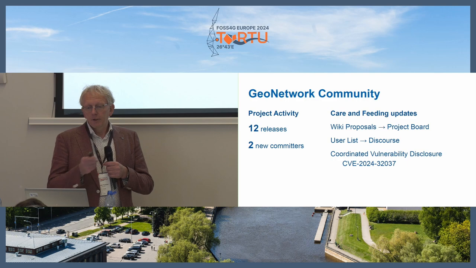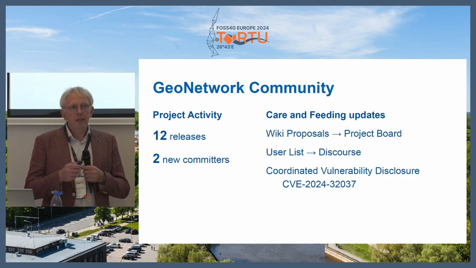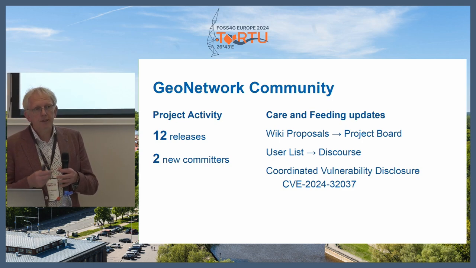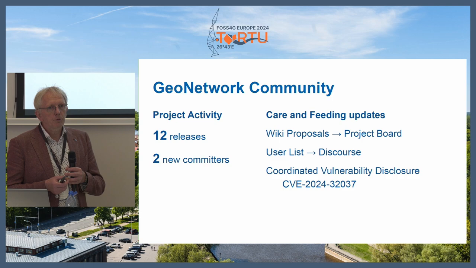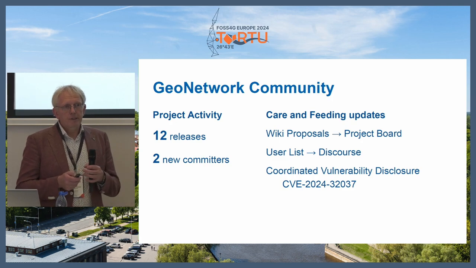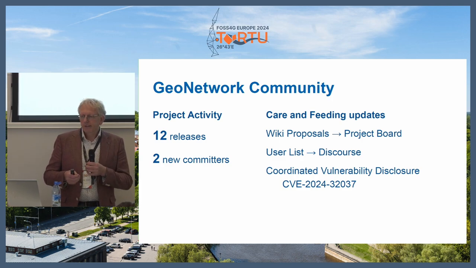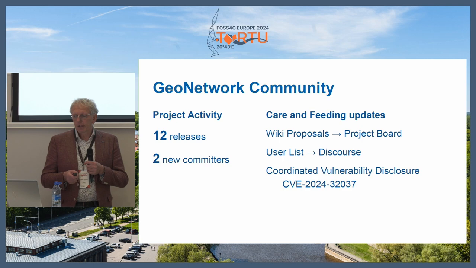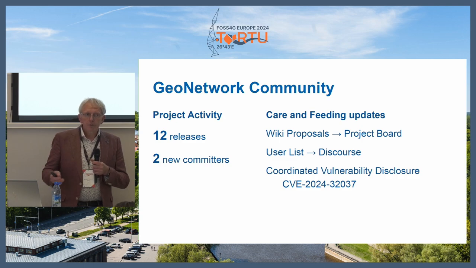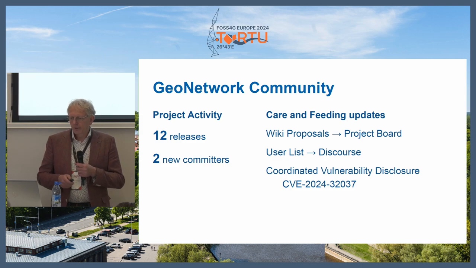We make proposals. Used to do this on the wiki. We've moved that into GitHub project. There's a user list, developer lists in French, in English, in Spanish, but the most active one is the English one. And we're moving those to Discourse on OSGeo. And we have a coordinated vulnerability disclosure process that in case there is a vulnerability discovered in the software, we get notified on private mailing lists and we make sure that we have fixes first before it's actually publicly announced so that we have a chance to update the software, inform our customers, and then make sure there's a release for you available to update your own catalog in time.